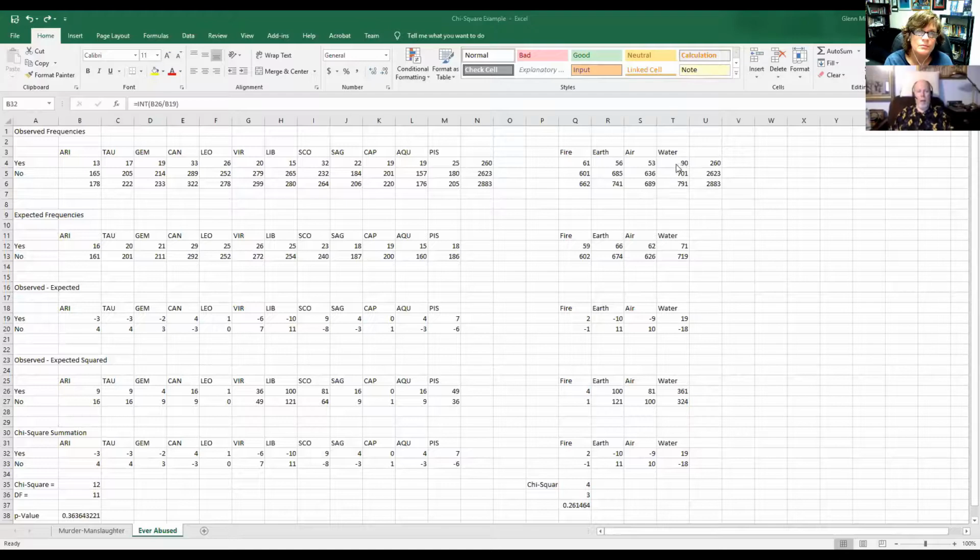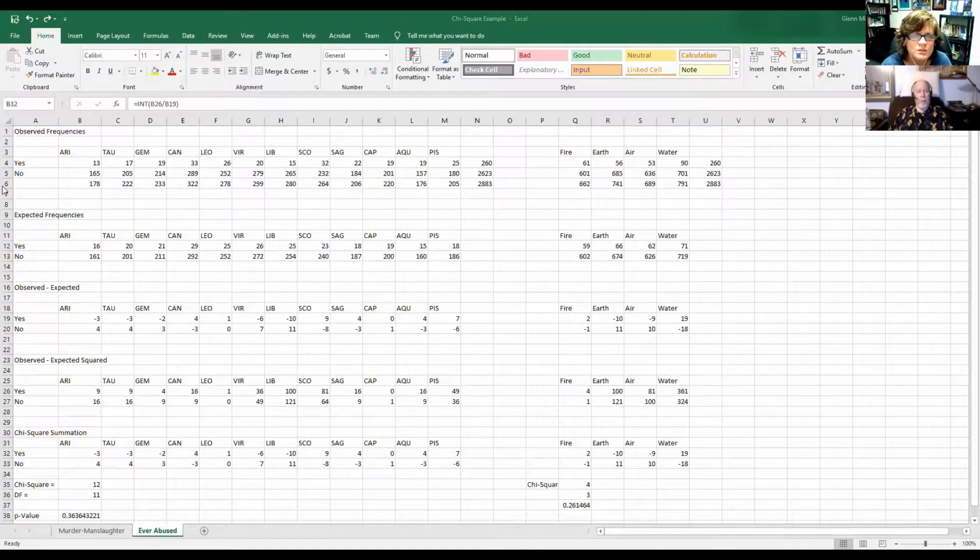But it's not higher because it's as a proportion. If you look at it, you got 90 individuals in water signs out of a total of 791 water signs. So that's 10% roughly. We had 53 out of 689. We had 56 out of 741. And we had 61 out of 662 individuals.